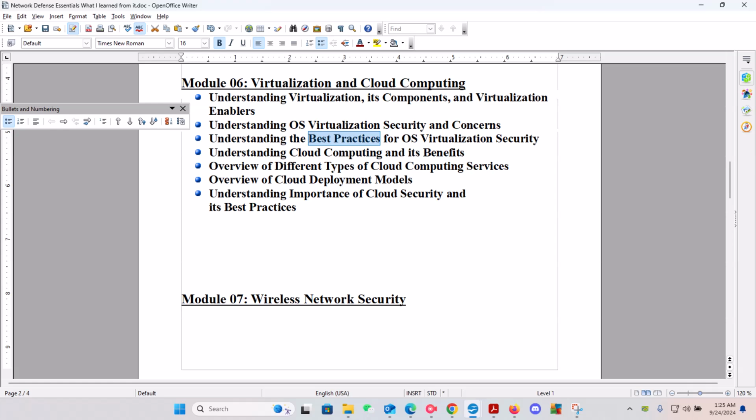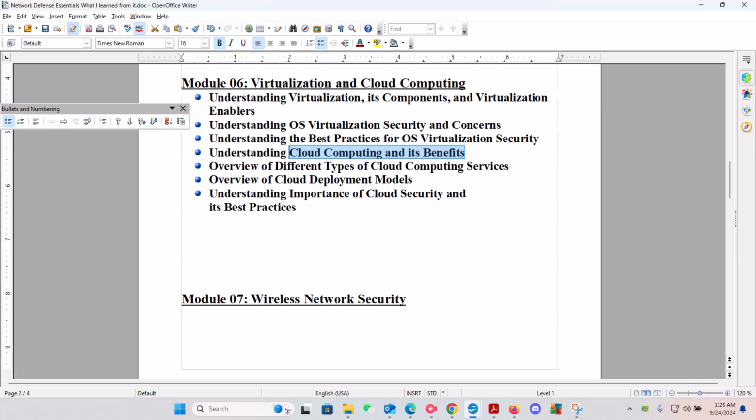For the fourth one, I gained an understanding of cloud computing and its benefits. First of all, what is cloud computing? And what are the benefits of cloud computing, both from a security and an application perspective? So two different perspectives relating to cloud computing and its benefits. So that's number 4. Let's move on to number 5.